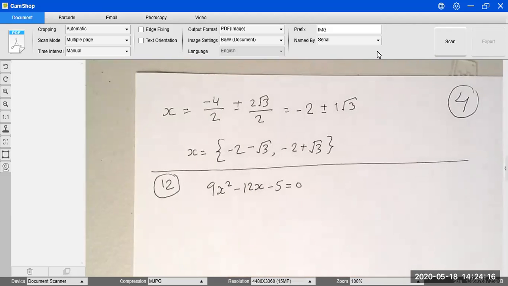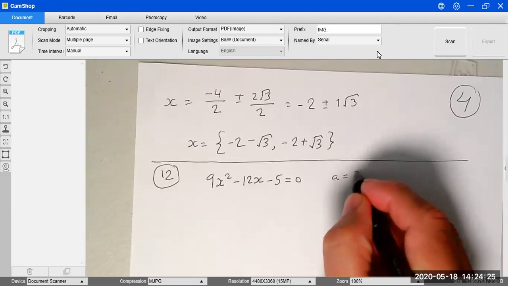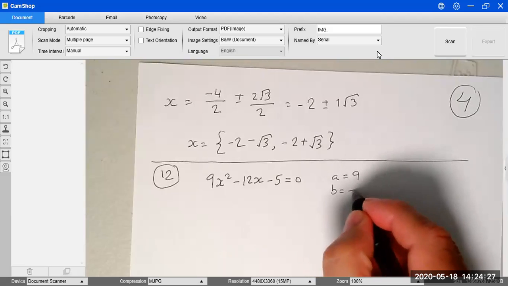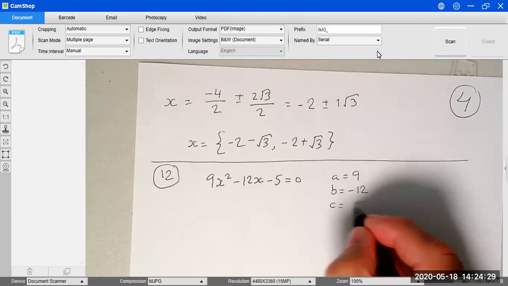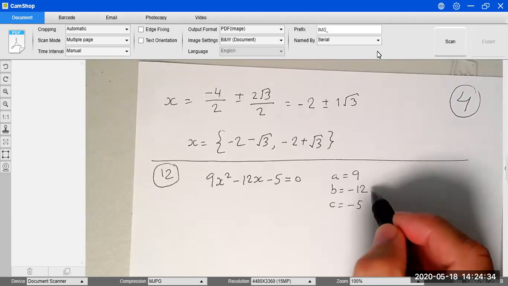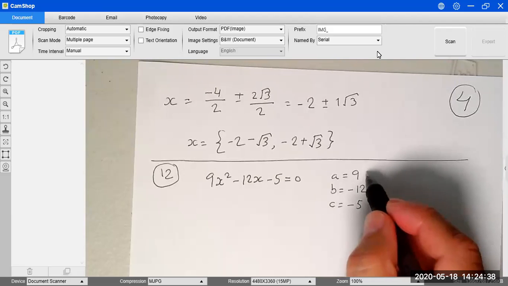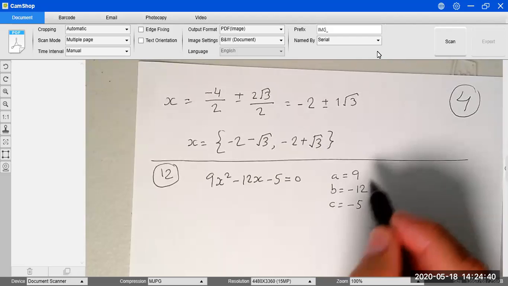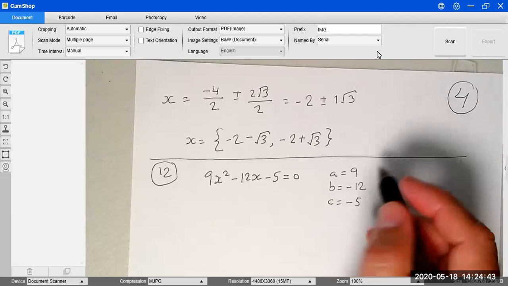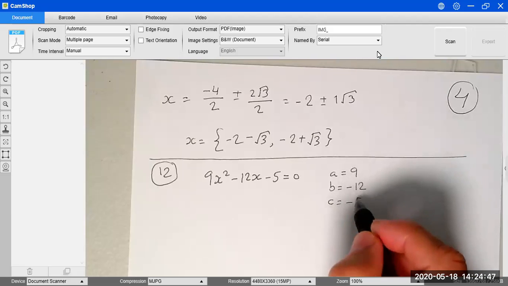So that's problem 12. So again, we need to identify first our coefficients. So A is going to be 9, B is going to be negative 12, C equals negative 5. So don't write x squared here or x here. So we only write the coefficient. So there is no variable involved here. So please, because sometimes you write x squared here or x here. No, we only need the coefficients.